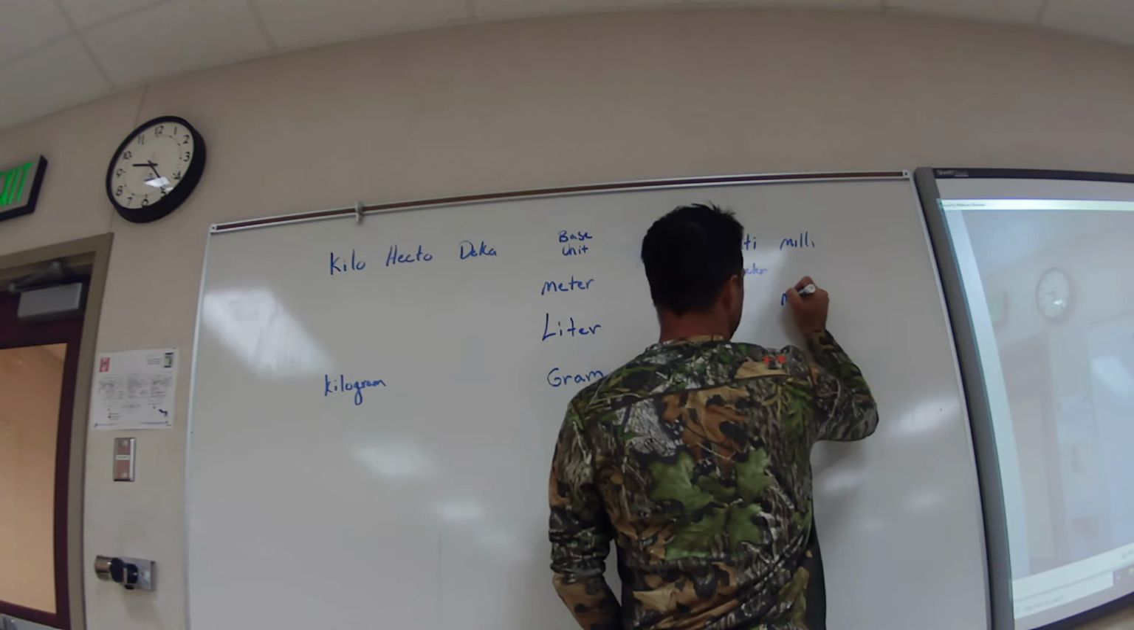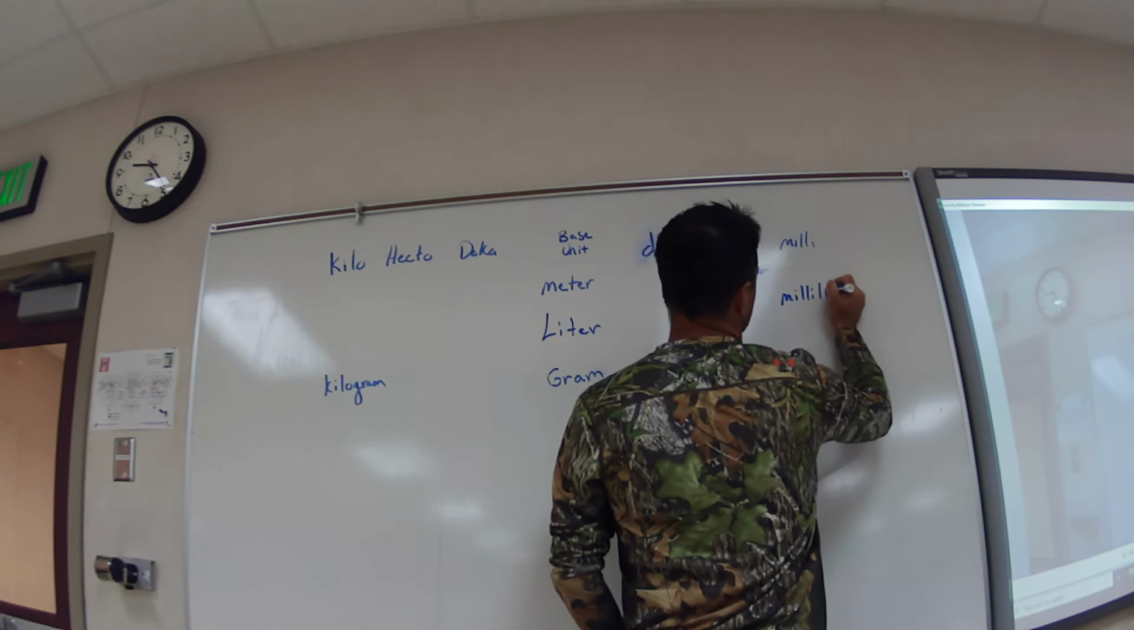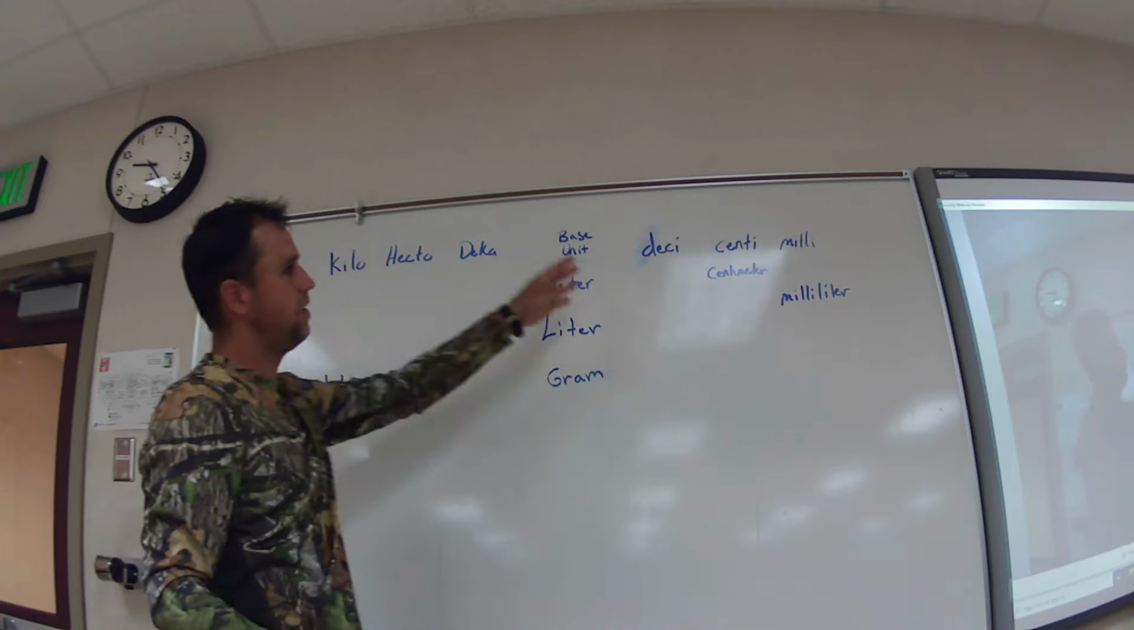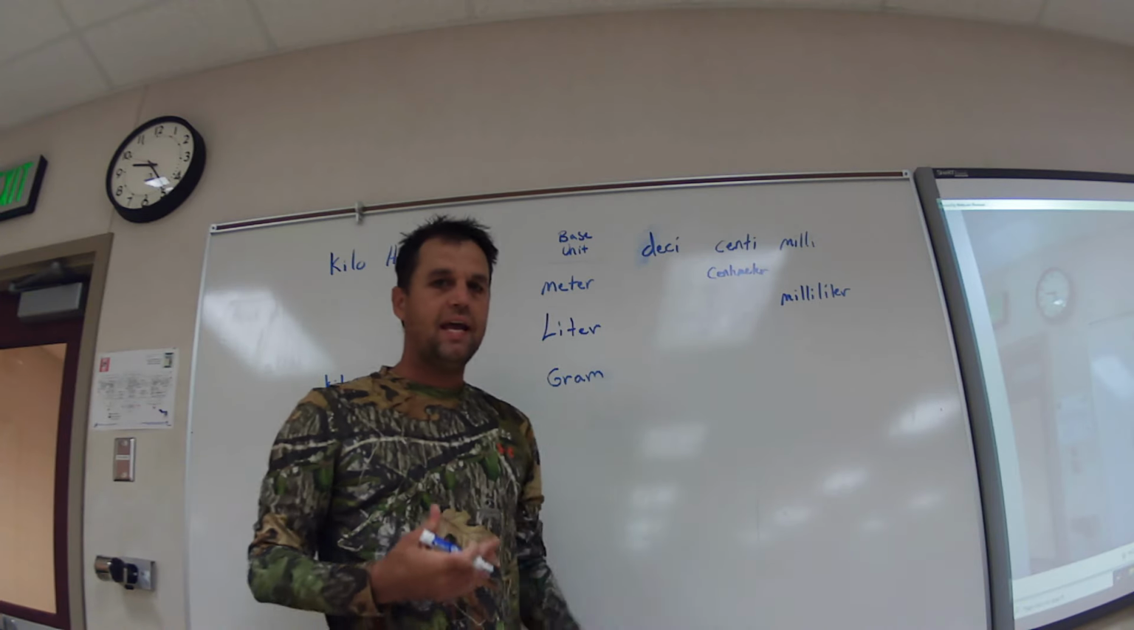A milliliter is 1/1000th of a liter, smaller than a liter. So you just add that prefix, and then it makes it bigger or smaller. So again, if you go to the left, you're making it bigger. If you add the prefix to the right, you're making it smaller.